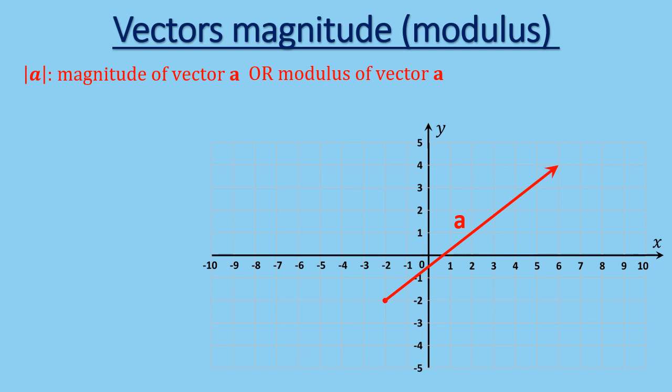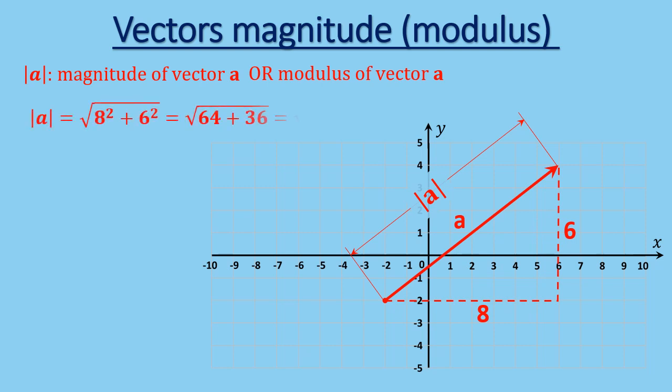How do we calculate the magnitude or modulus of a vector? As long as the vector magnitude is equal to the length of that line, we can use Pythagoras' theorem to compute the vector magnitude. As a result, the magnitude of vector a will be equal to the square root of 8 squared plus 6 squared, giving a value of 10.